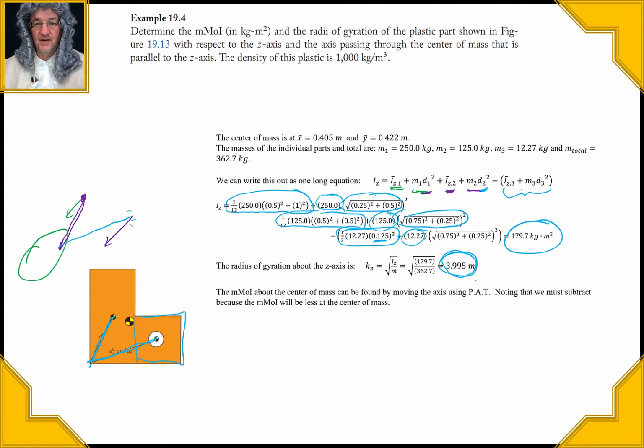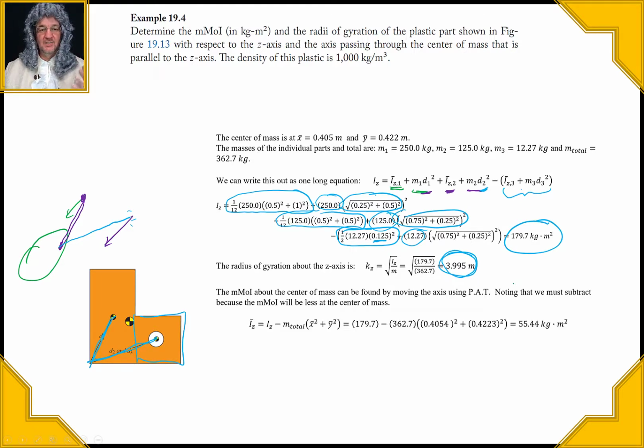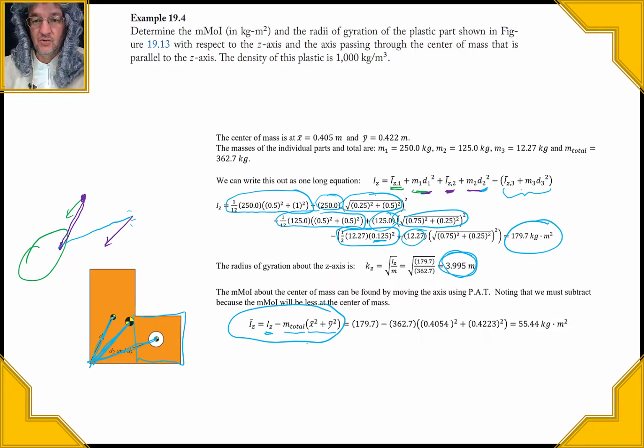Now, if you want to get the mass moment of inertia and move it to this other axis through the center of gravity, you need to recognize that it's going to be smaller. So we take the mass moment of inertia that we just found, and we subtract out the mass times the distance squared, which is x bar squared plus y bar squared. By the way, you could have also taken the square root of that and then squared it, so that's why we're not showing either. And you end up finding that you get 55.44 kilograms meter squared.